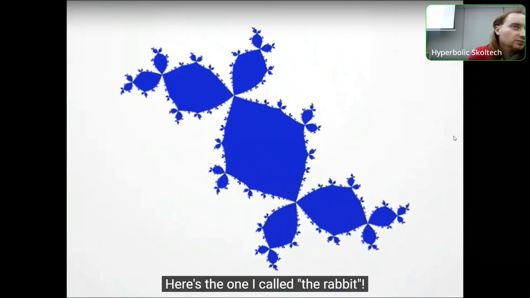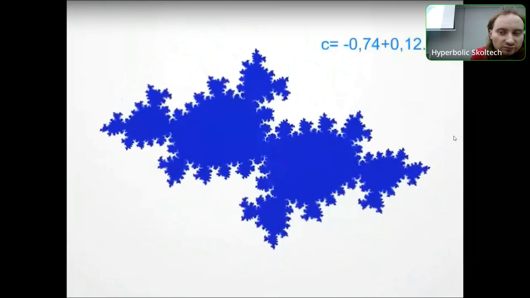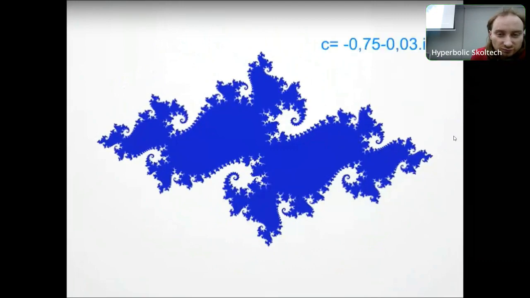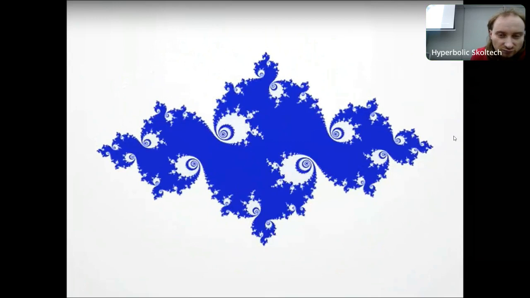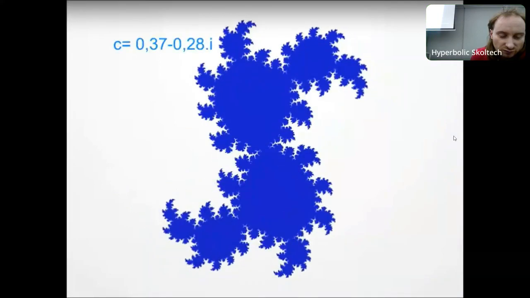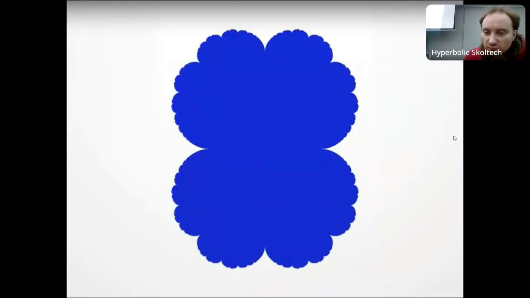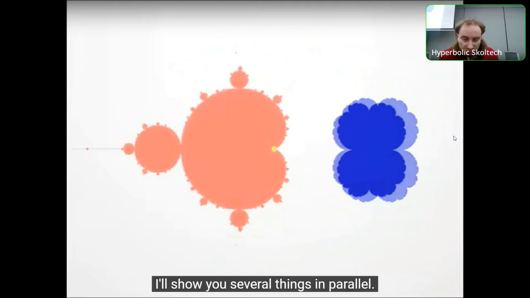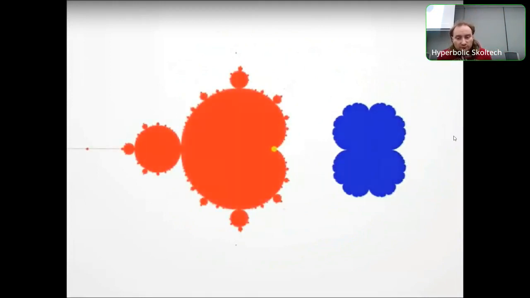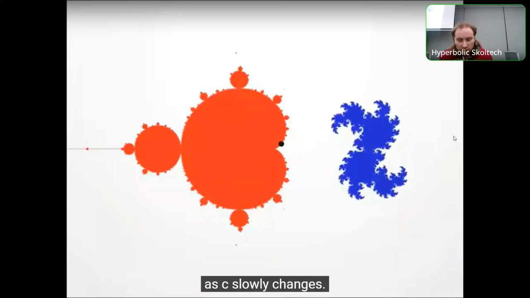Here's the one I call the rabbit. In order to understand how these shapes change, I'll show you several things in parallel. On the left side, the red side, you get a point that starts to move. This is the point c. On the right side, you see the corresponding Julia set. It's deformed as c slowly changes.